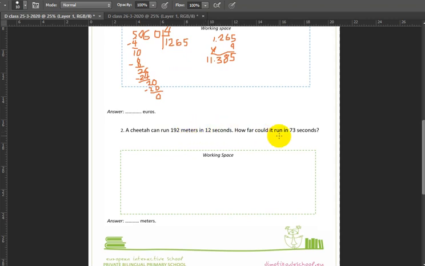Next up, a cheetah can run 192 meters in 12 seconds. How far could it run in 73 seconds? Well, I need to use this information, 192 meters in 12 seconds, in order to figure out how many meters in 1 second. And then I can figure out how far it can run in 73 seconds. So, to find out how many meters per second, I would do 192 divided by 12.